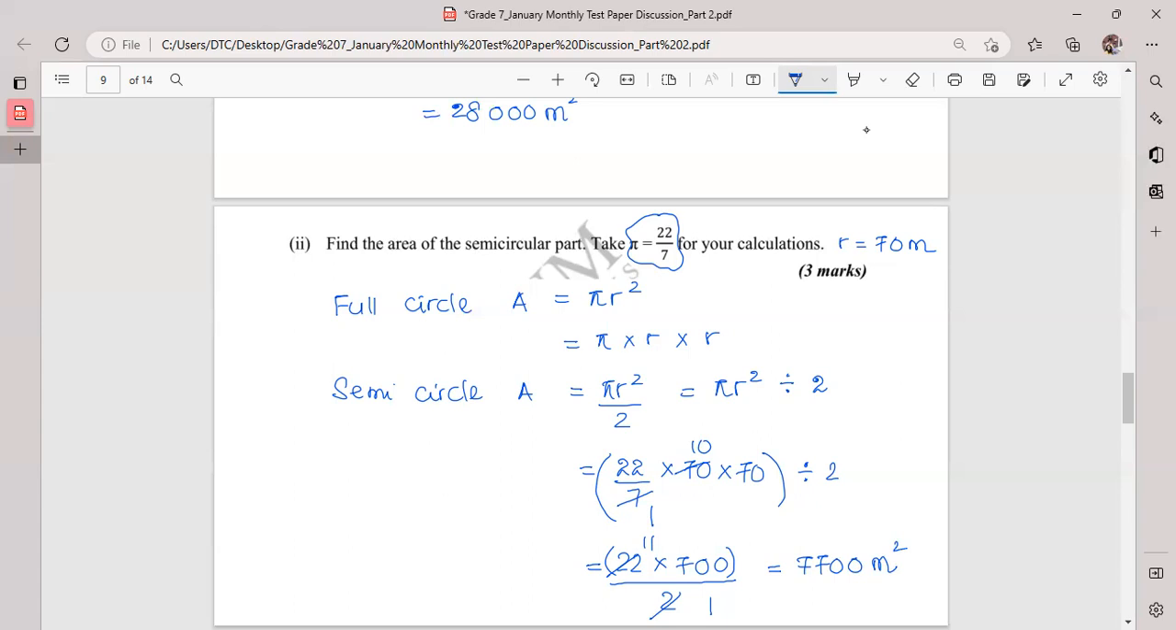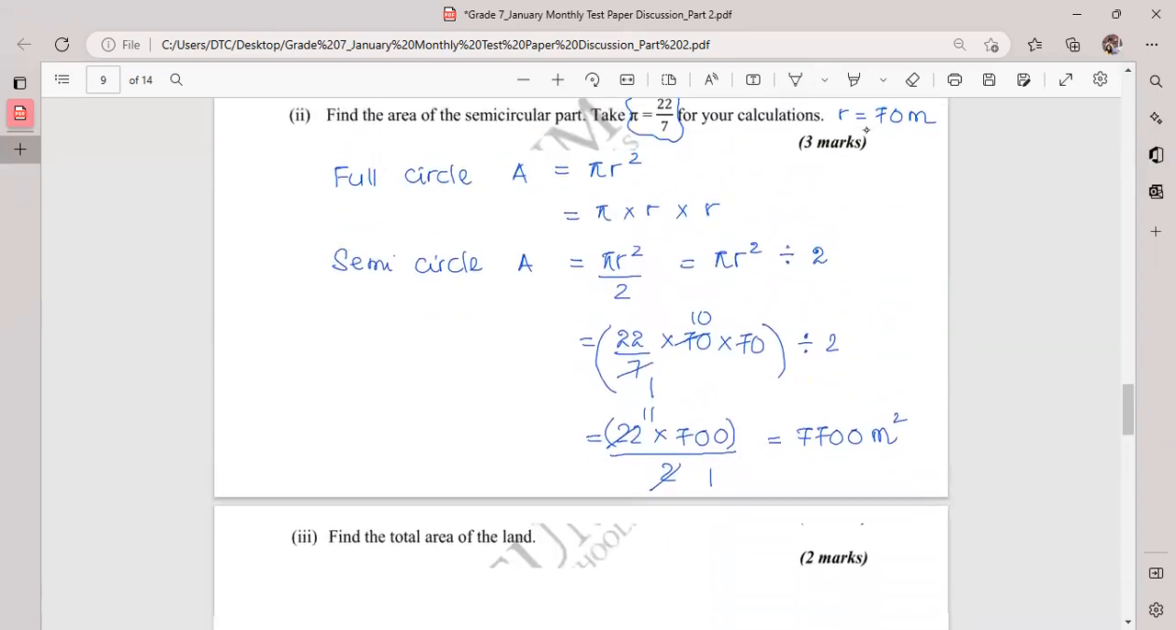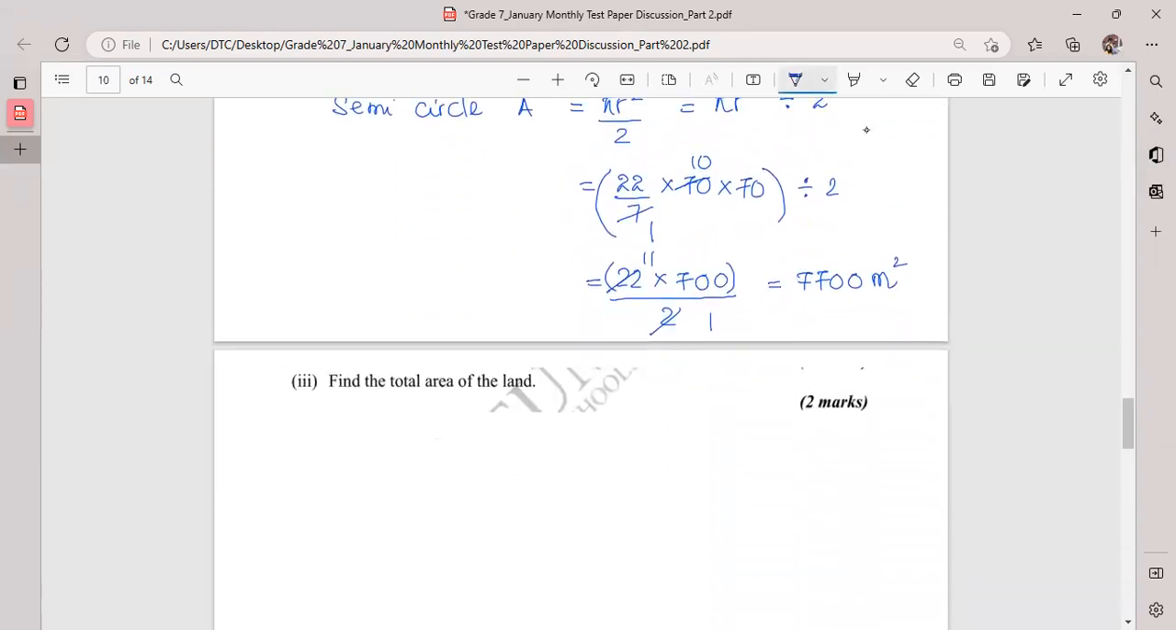So then we will move to the next question. Find the total area. How to find the total area, children? So then total area, you can write total area, right? Area of the rectangle and area of the semicircle.